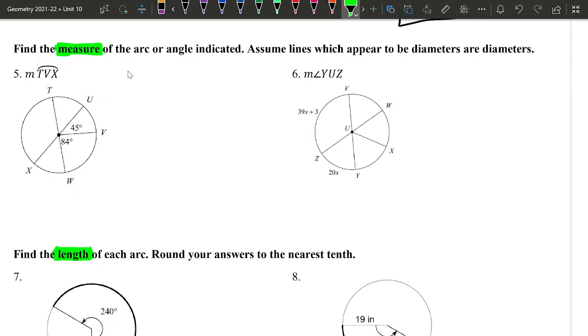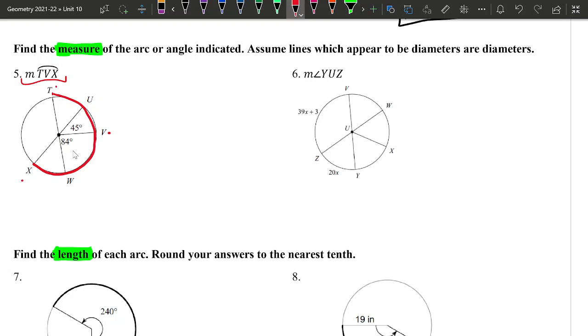Well, that sort of applies here. So I'm looking for the measure of arc TVX. Since it starts with T, then V, then X, it's the arc that goes around this direction to follow the letters. The arc matches the letters. I want to know what that measure is.